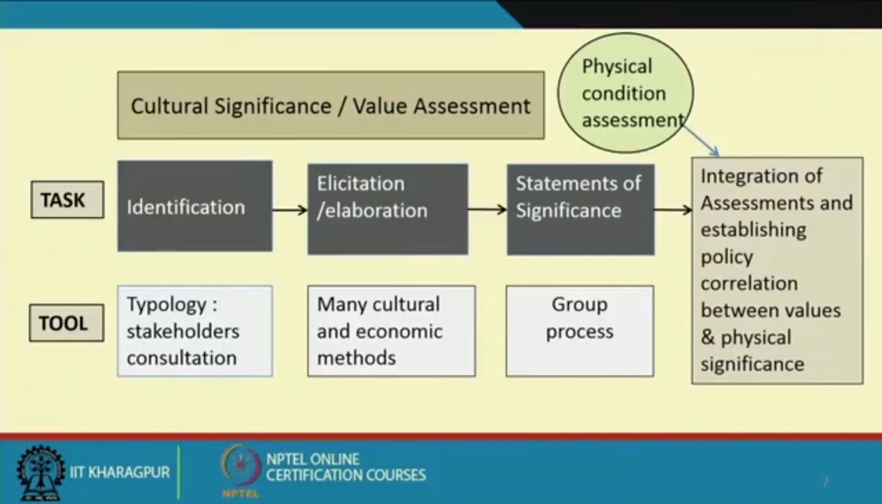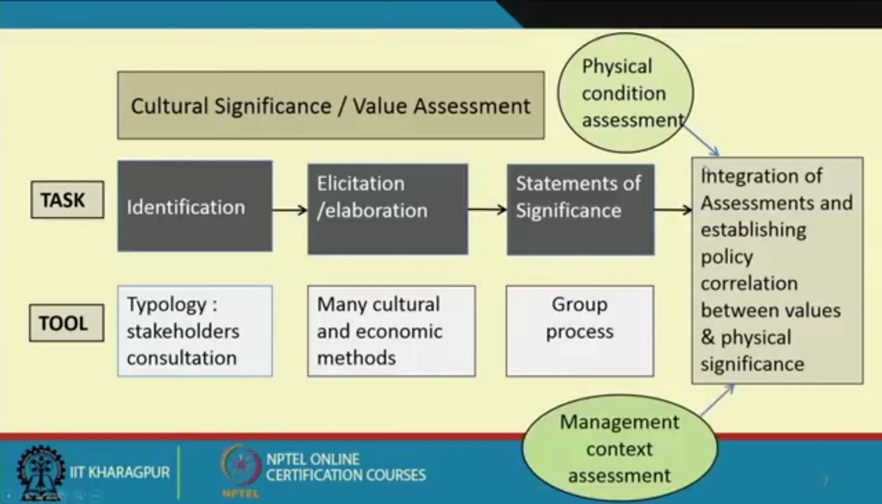So, this brings us to two very important aspects. One is the physical condition assessment, because we are talking about structures which probably have been there through centuries, or sometimes may be relatively new, but we have to understand their physical condition. Followed by that, also very important is the management context assessment, because it is not only important to know the value and prepare the statement of significance, but also to understand how it will be managed for posterity, for future generations and also for the present time. So, these two should be integrated, which we call the assessment of significance and establishing a policy correlation.